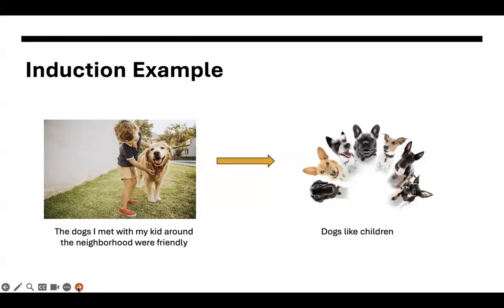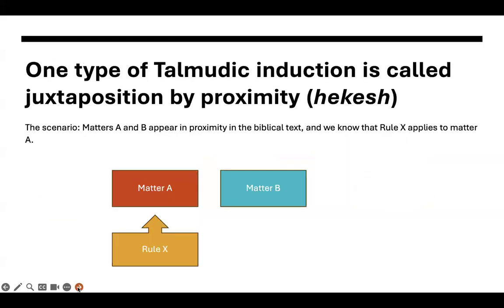The rabbis, just like modern folks who apply logic, were aware of the fact that induction is not a particularly strong logical method. And because of that, they tried to justify why they generalized from specific cases into rules. And because of that, there are certain patterns in which they will use inductive reasoning. One type of Talmudic induction is called juxtaposition by proximity, or in Hebrew or Aramaic, hekesh or hekesha.